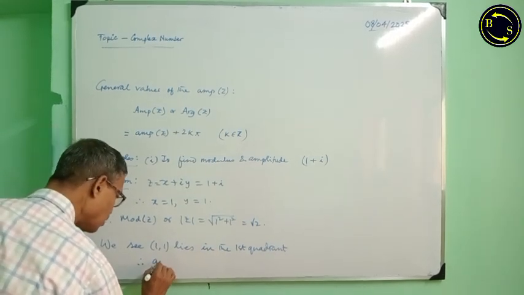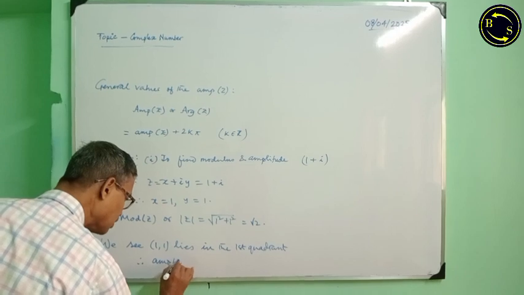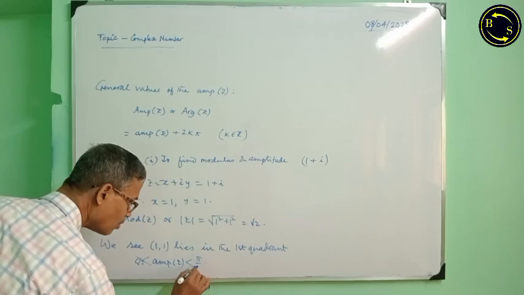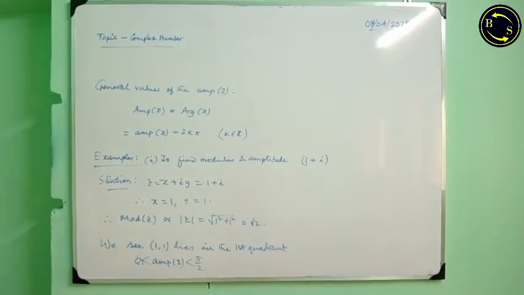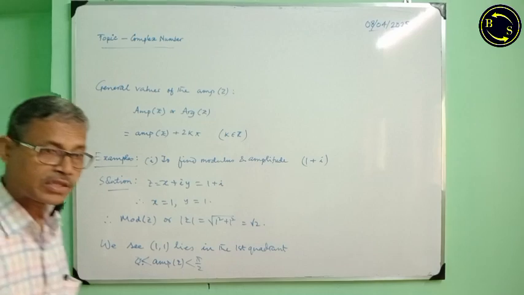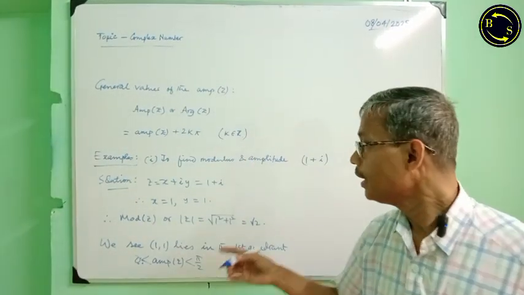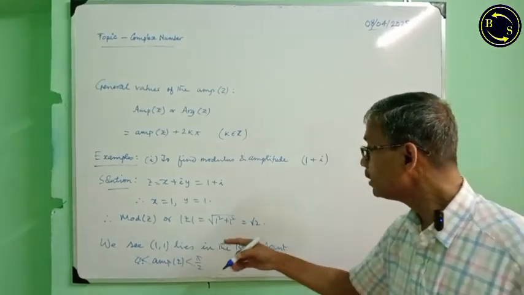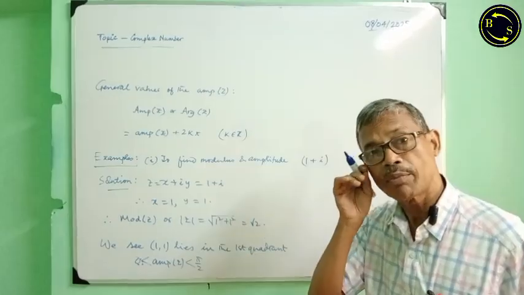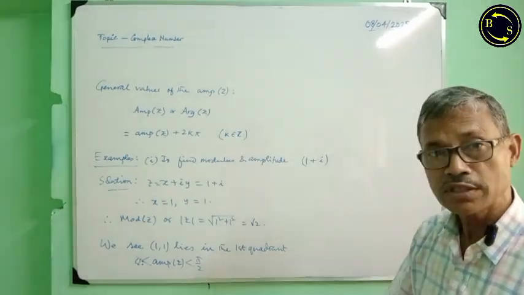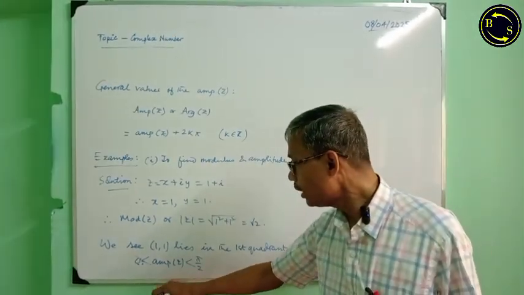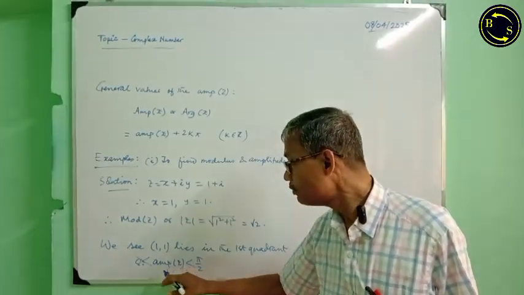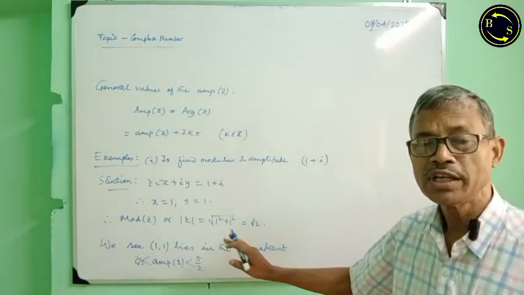Therefore, amplitude z will lie... note this, very important. We first express the given complex number in ordered pair form, and we can easily locate the position of that point. We see it is lying in the first quadrant. Therefore, the principal value of the amplitude will have a value between 0 and pi by 2. This is very important. Note this.